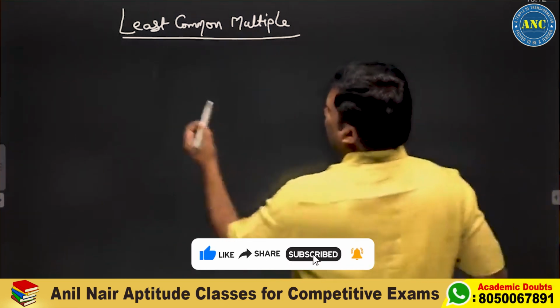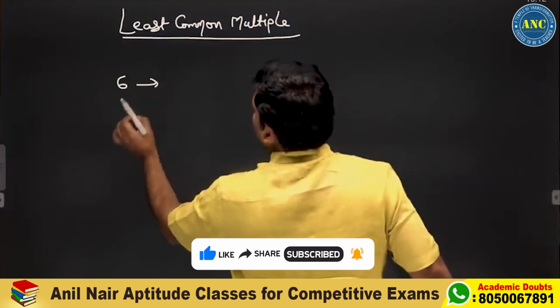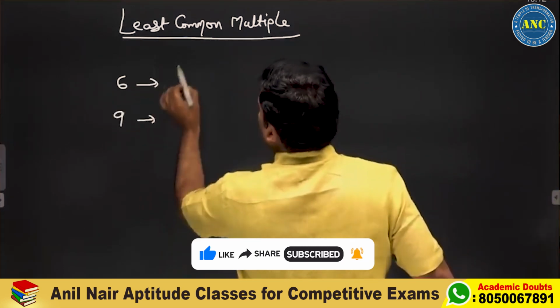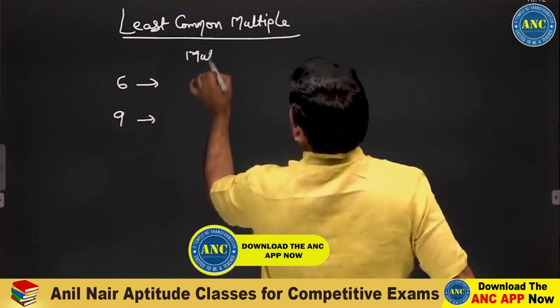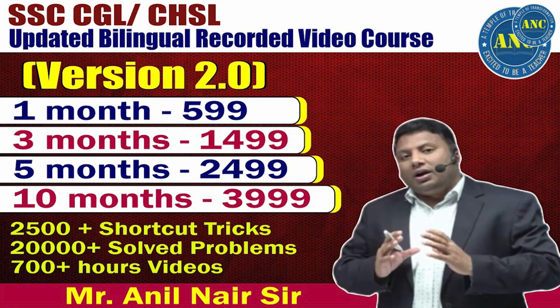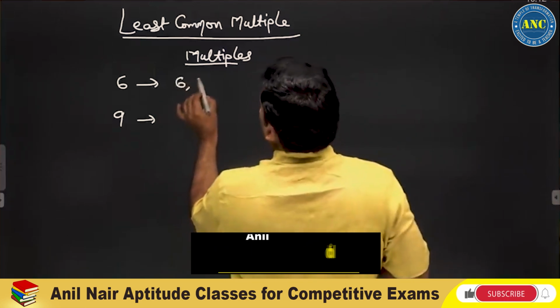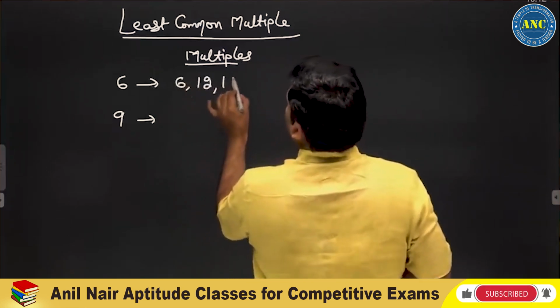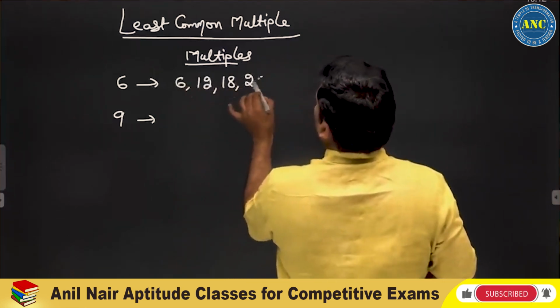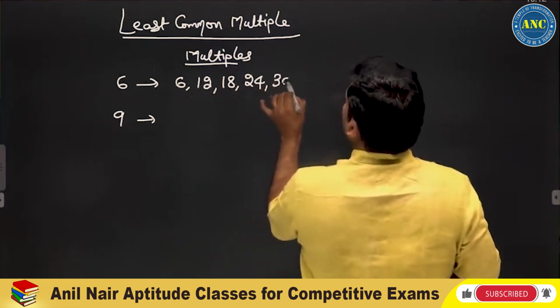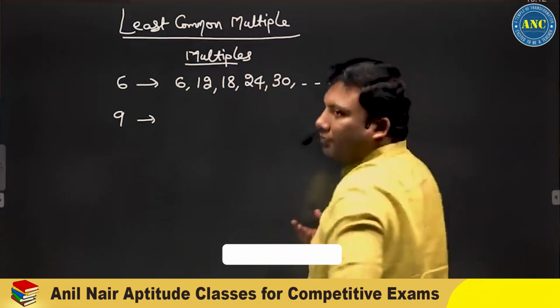Suppose I take 6 as a natural number and 9 as another natural number. Let me take the multiples of 6 and 9. 6 ones are 6. 6 twos are 12. 6 threes are 18. 6 fours are 24. 6 fives are 30, and so on.